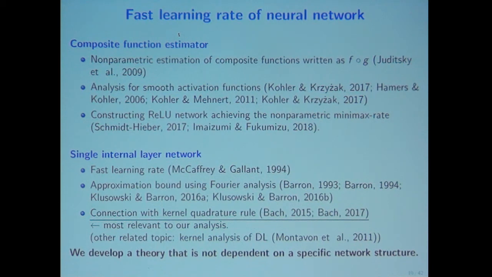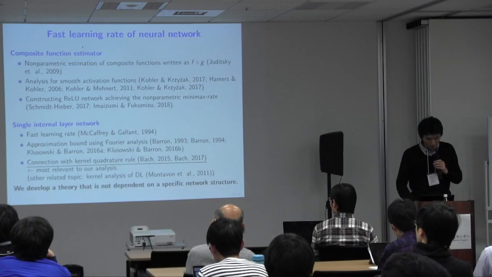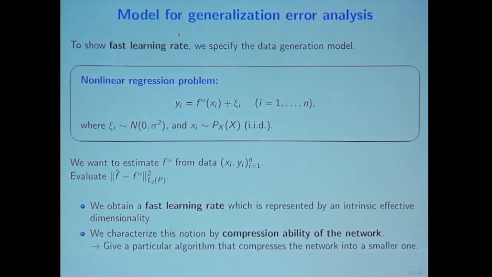Francis Bach showed some connection with the kernel quadrature rule and the random Fourier feature, and so it can be seen as constructing a single layer neural network. Another related topic is given by Montanari and Professor Cross, who analyzed some kernel PCA for deep neural network. Okay, so now we are going into more detail.